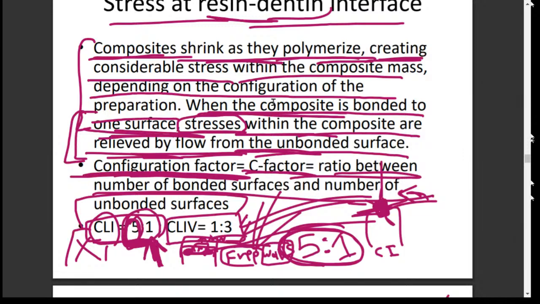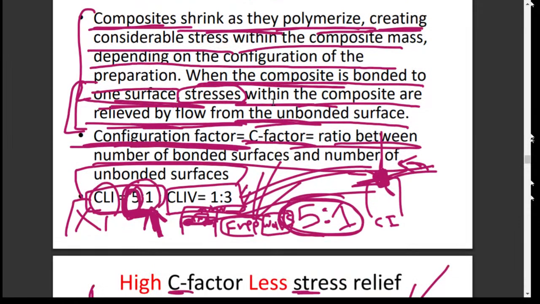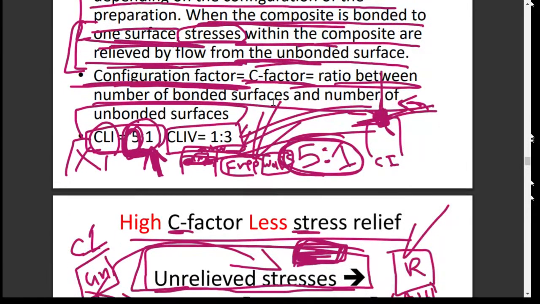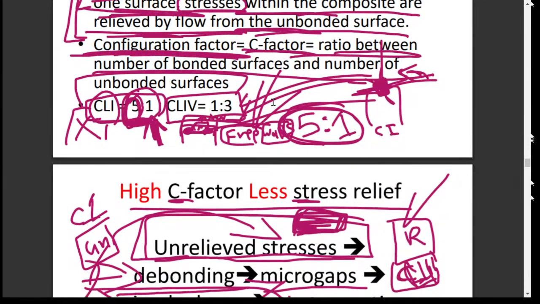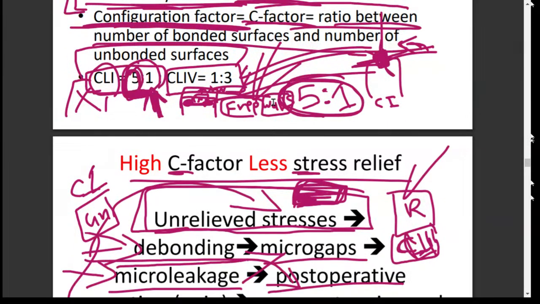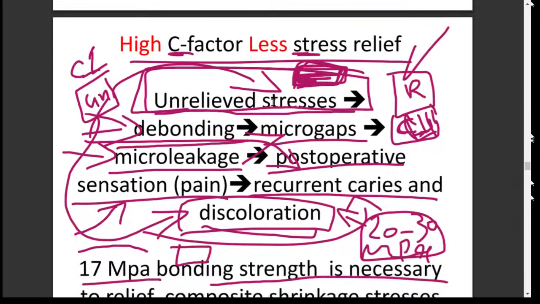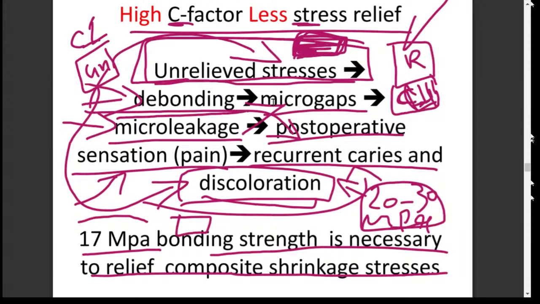There are also things about polymerization and stress relief. The configuration factor (C-factor) matters: fewer walls contacting the bonding material is better, so a Class 4 is better than a Class 5 in this case. A high C-factor means less stress relief.